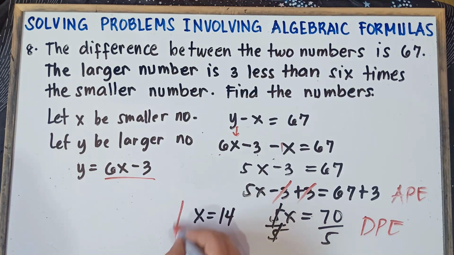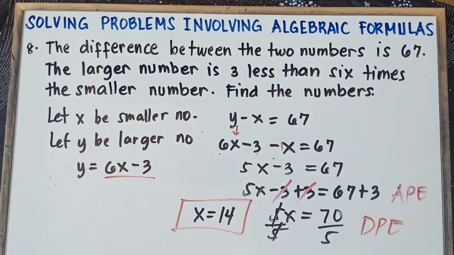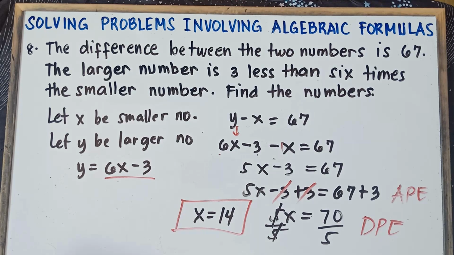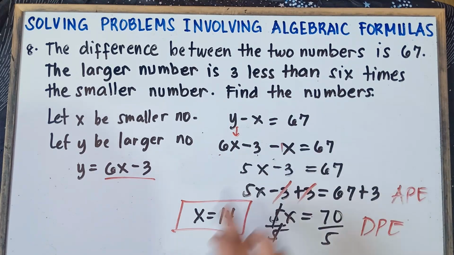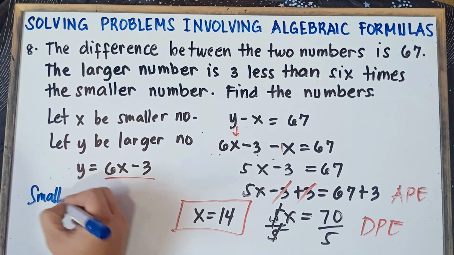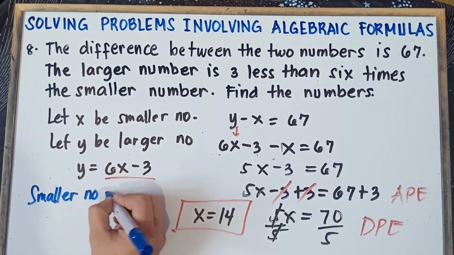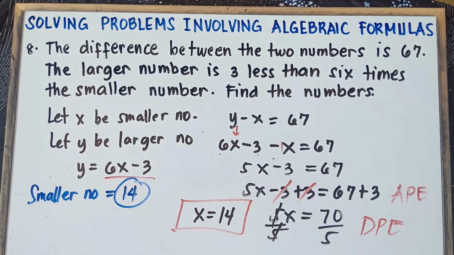That's it, class. That's the answer with regards to number 8 for the value of x. But we are told, class, to find the numbers. So x will be the smaller number, therefore the smaller number is equal to 14. So smaller number, that would be 14, and then the larger number, we substitute this one.